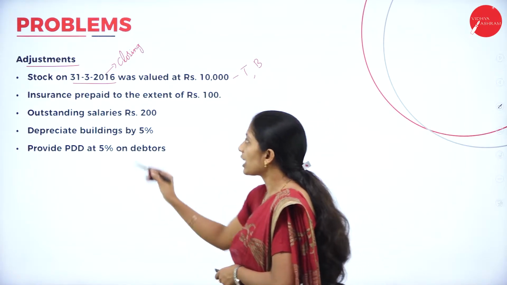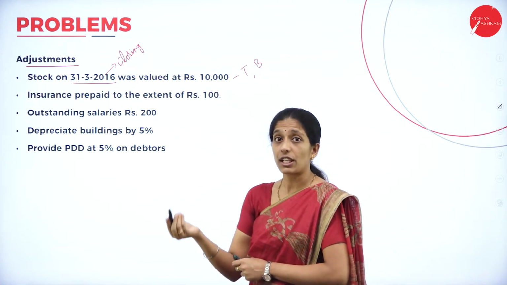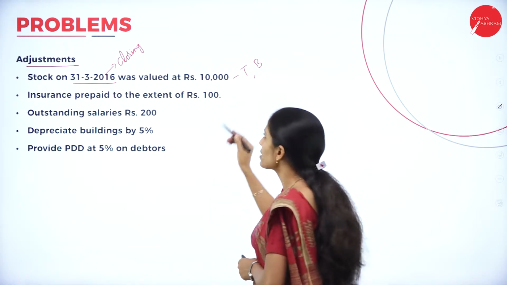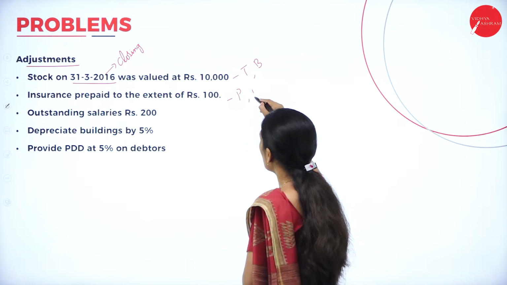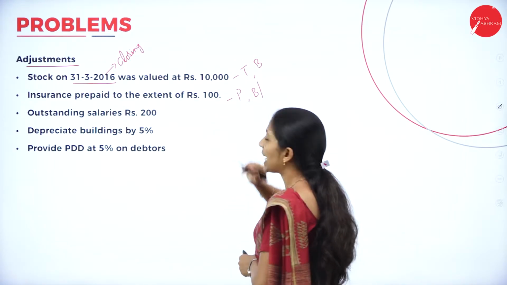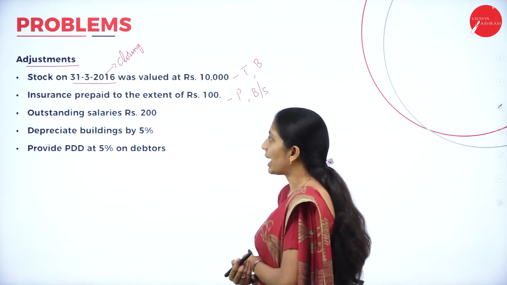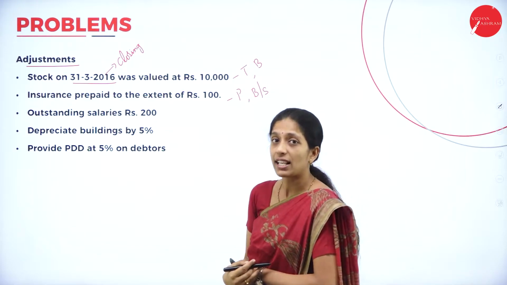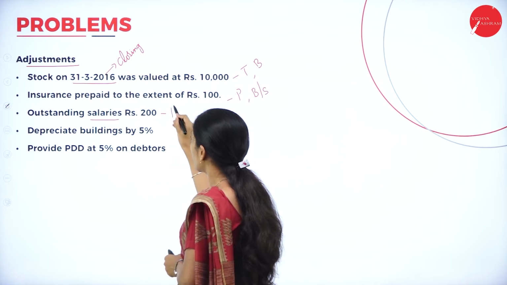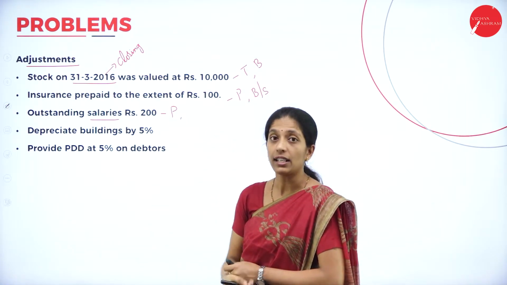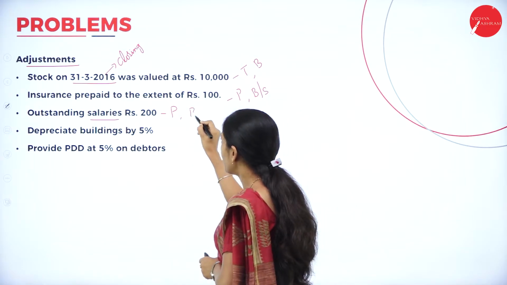Okay, next one. Insurance prepaid to the extent of rupees 100. Now, insurance is an indirect expense. So, we have to record it in the profit and loss account and once in the balance sheet. That is prepaid expenses. So, what is it? It is an asset. So, we'll record it in the balance sheet. Next, outstanding salaries. Salary is an indirect expense, so we'll record it in the profit and loss account, and outstanding salary is a liability, so we have to record it in the balance sheet.